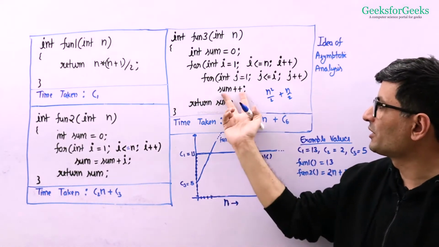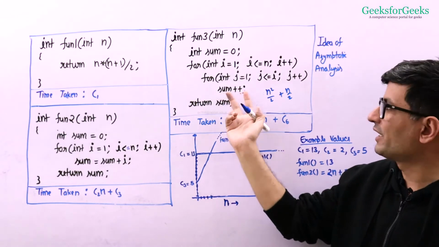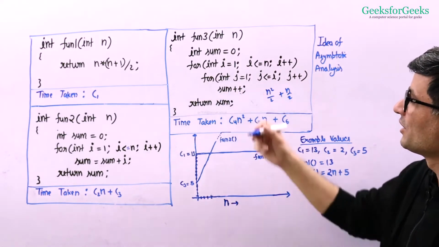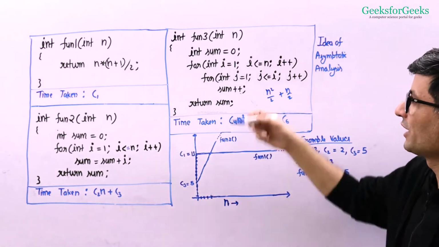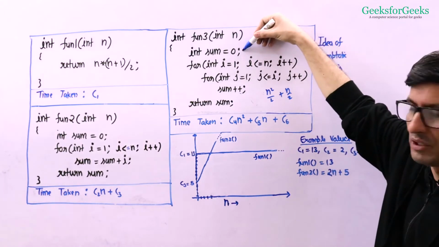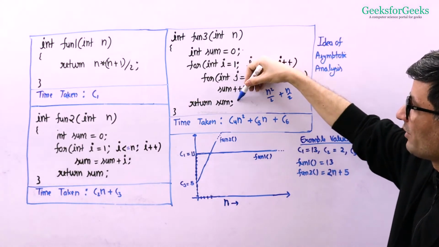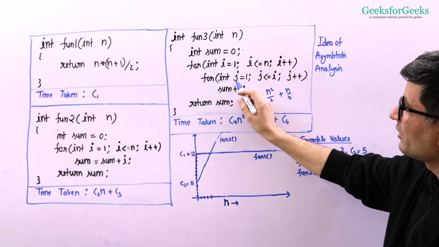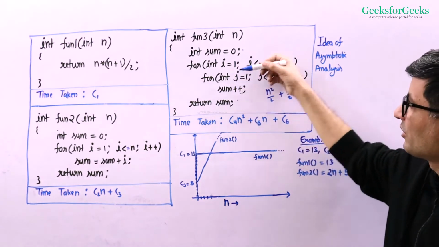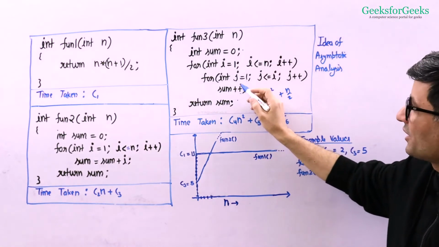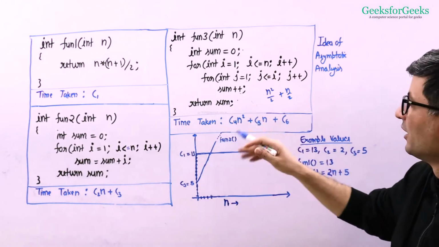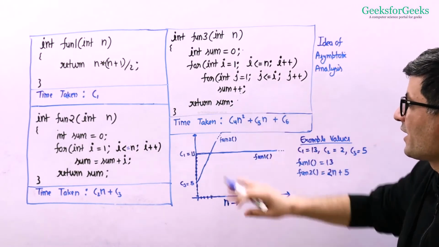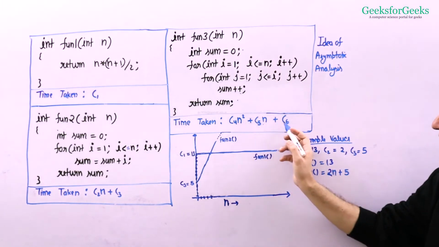So those many times this expression is being evaluated, and then there are some other expressions which are being evaluated different number of times. For example, this is being evaluated once, so this is also being evaluated once. This is being evaluated n times, right? Because this j equal to 1 initialization happens for every value of i. So overall, I can write it as C4n square plus C5n plus C6.